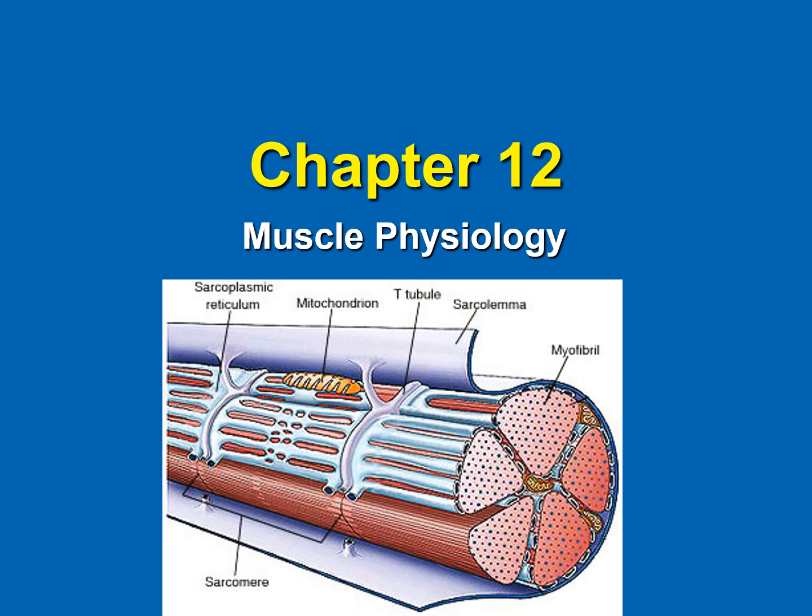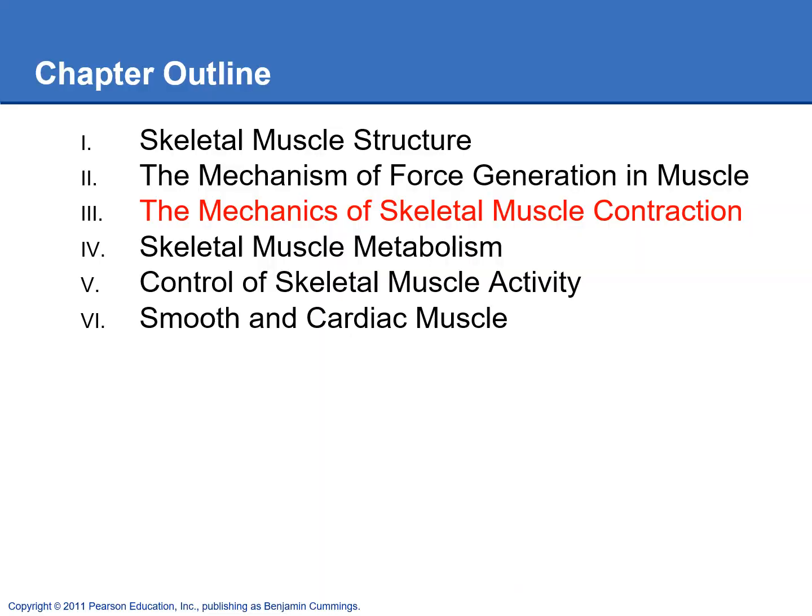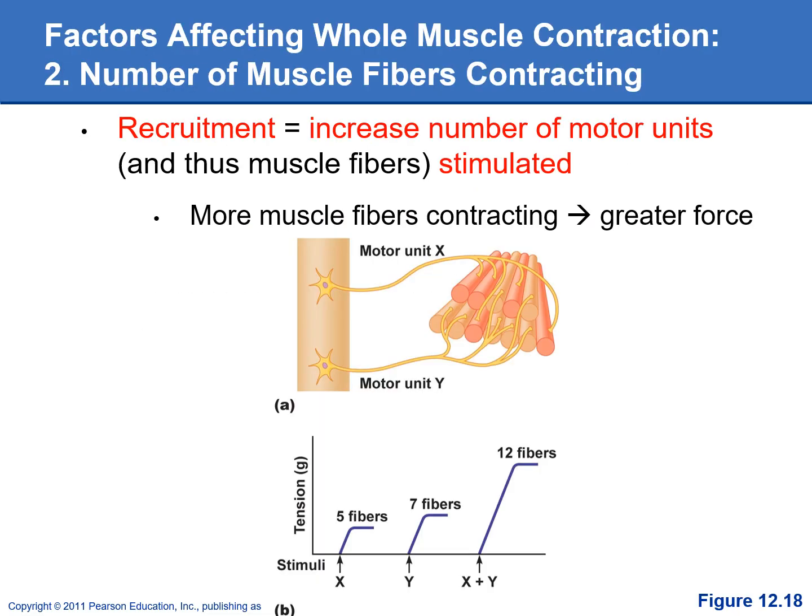We're going to take a look at graded muscle contractions and how the number of muscle fibers contracting affects the force of contraction produced. Graded muscle contractions allow you to produce different amounts of force with muscle contractions, allowing you to, for example, pick up a pen versus picking up a child.